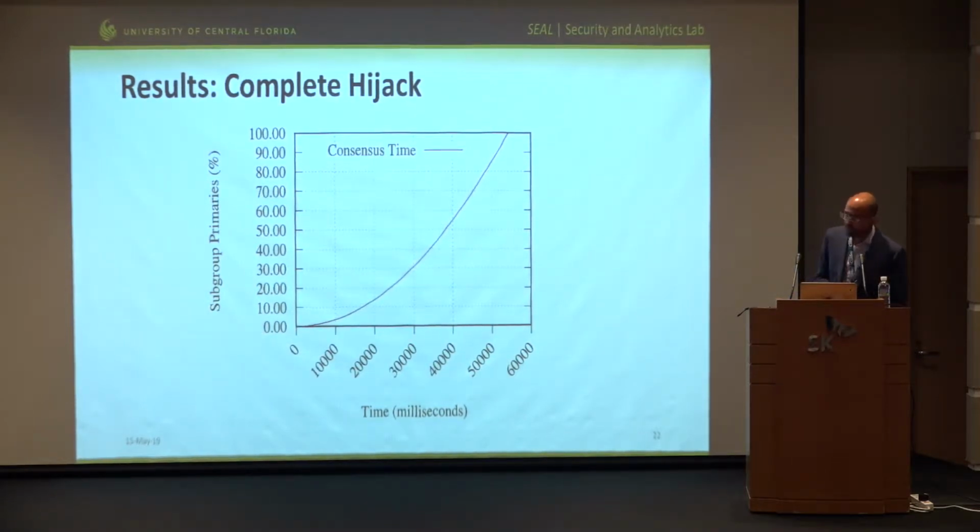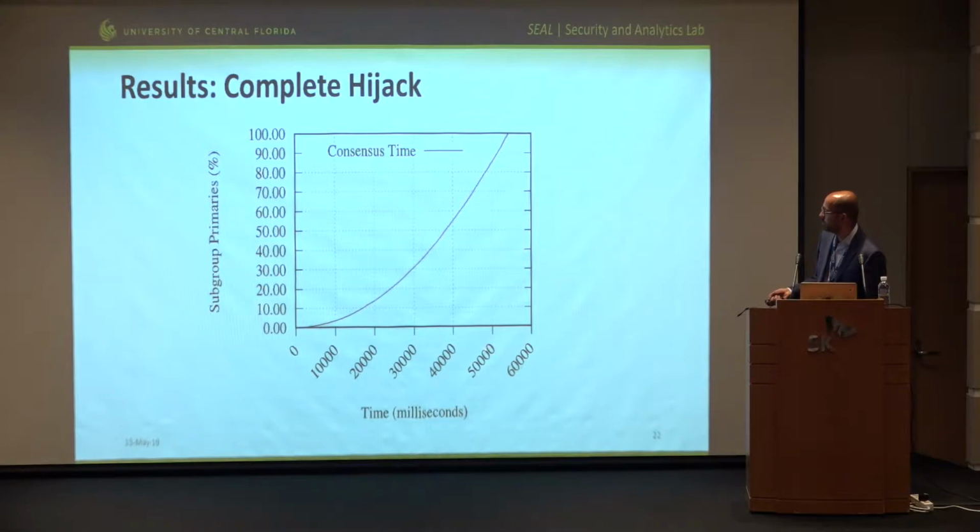By looking into the complete hijack, that is a complete hijack of the given service, where the route itself, all of it from the source to destination, is under attack, that is, hijacked. What we have found is that, again, with the subgroup primaries being a percentage of the total number of nodes in a given community, to be able to achieve, for example, when 50% of them are under attack, we will have about 40 seconds, which is quite a short time.